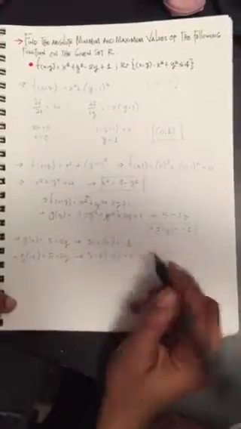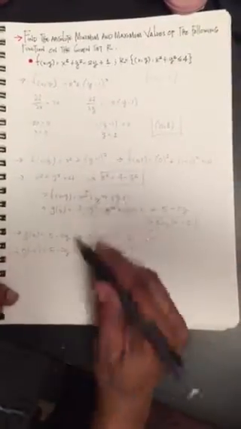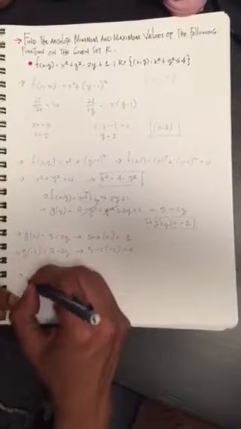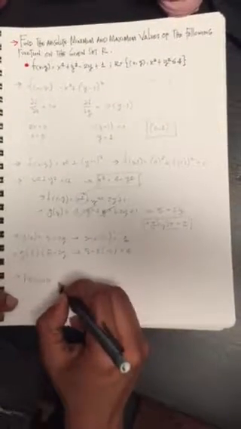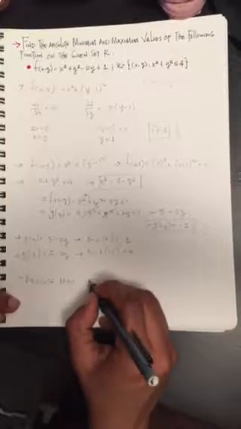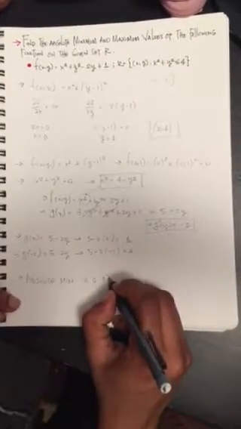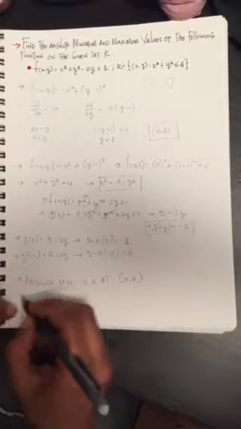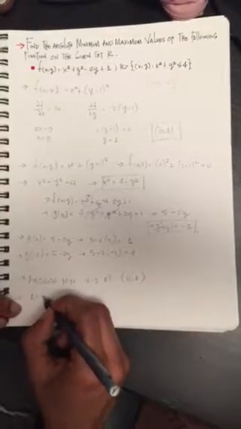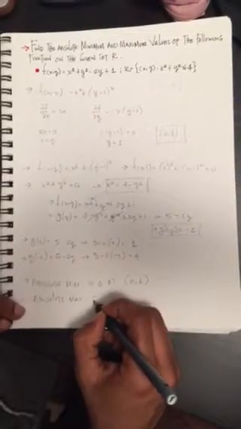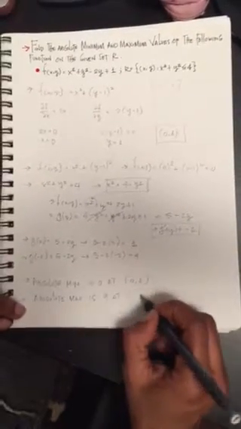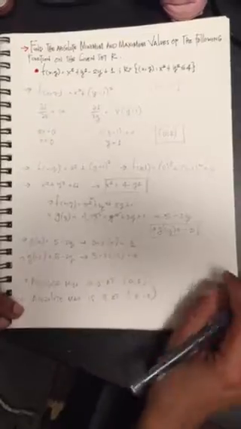So we're almost done. Once we collect all this information, we can determine that the absolute minimum is 0 at the point (0, 1), and the absolute maximum is 9 at the point (0, -2). Thank you so much.